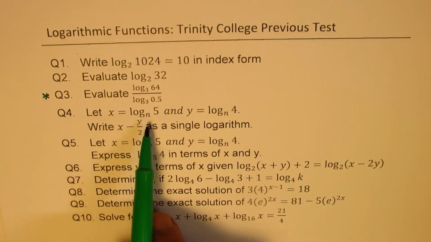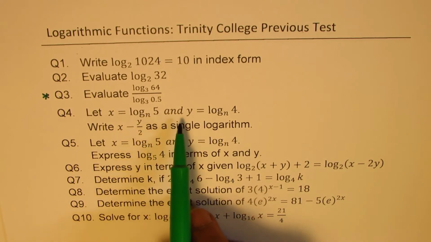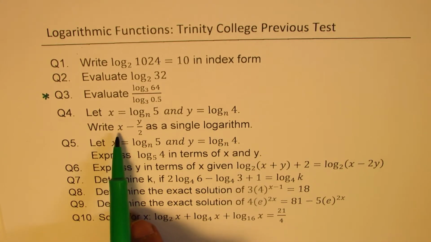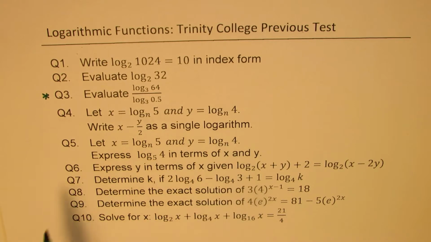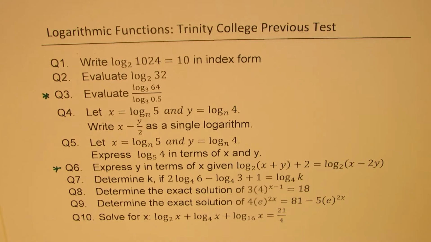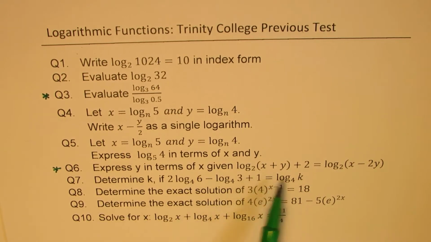Let x equal log to the base n of 5 and y equal log to the base n of 4. We need to write the expression (x minus y) over 2 as a single logarithm, and the second one, express log to the base n of 5 over 4 in terms of x and y. Question number 6. Express y in terms of x given log to the base 2 of (x plus y plus 2) equals log to the base 2 of (x minus 2y). Now this is also slightly tricky, so I hope you find it interesting.